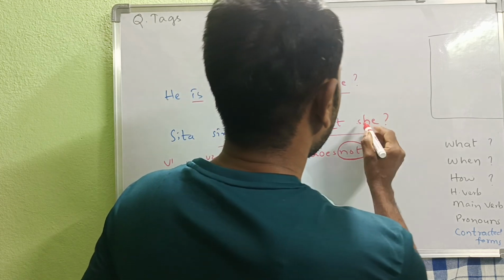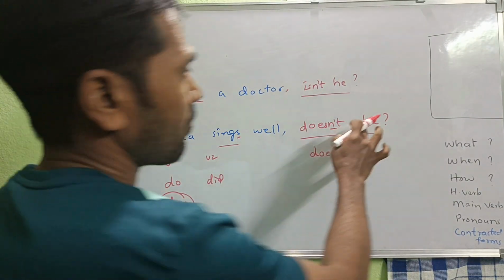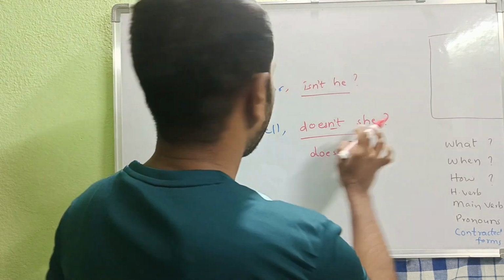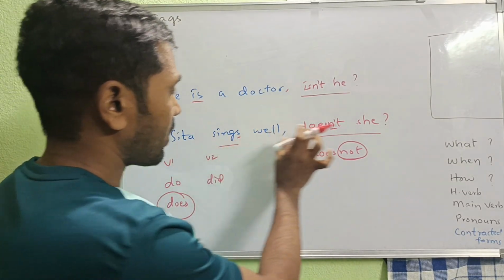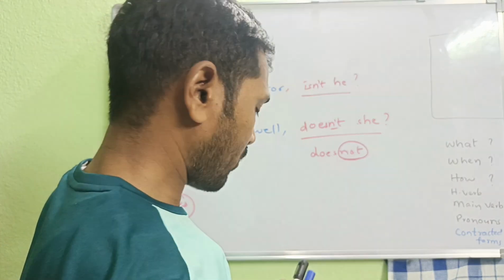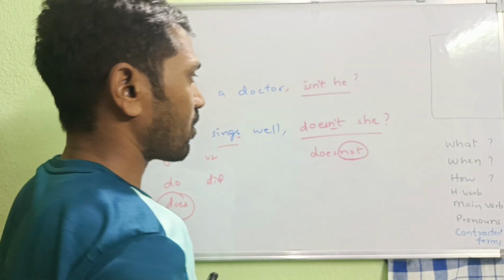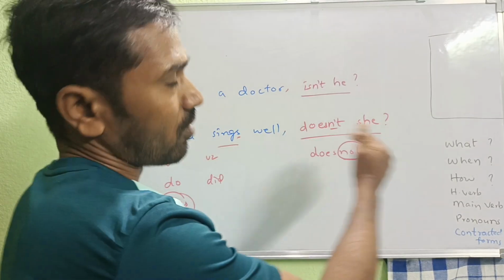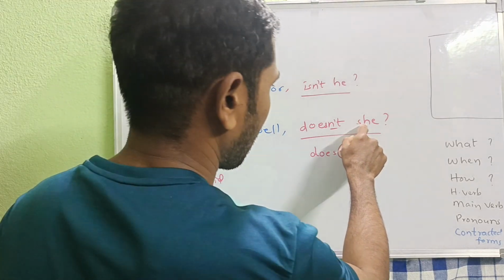And next, why are we using only the pronoun here instead of Sita? Why can't we write Sita here? Because it is actually the same sentence, a singular sentence. In this singular sentence, we should not use the same noun twice. So from the second time onwards, we use pronouns. That is why we have to use only the pronoun.